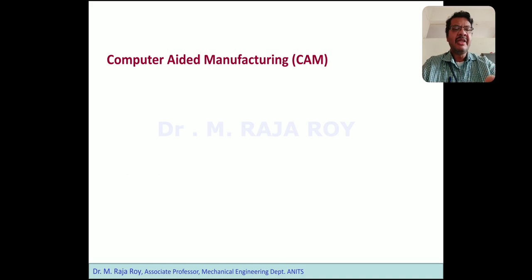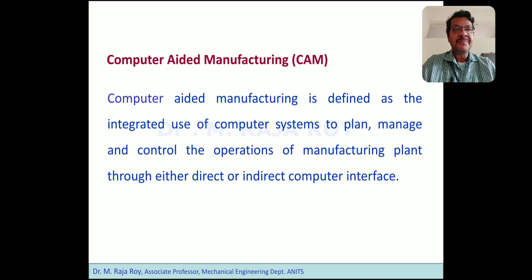Not only machining, you can control various aspects of the manufacturing plant using the computer system. That is called computer-aided manufacturing. You can notice the definition on the screen. Computer-aided manufacturing is defined as the integrated use of computer systems to plan, manage and control various operations of the manufacturing plant through direct or indirect computer interface. You can control a machine by writing a CNC program. You can create the entire process plan using dedicated modules in the software, and you can create a flexible manufacturing system by integrating material handling and machining.